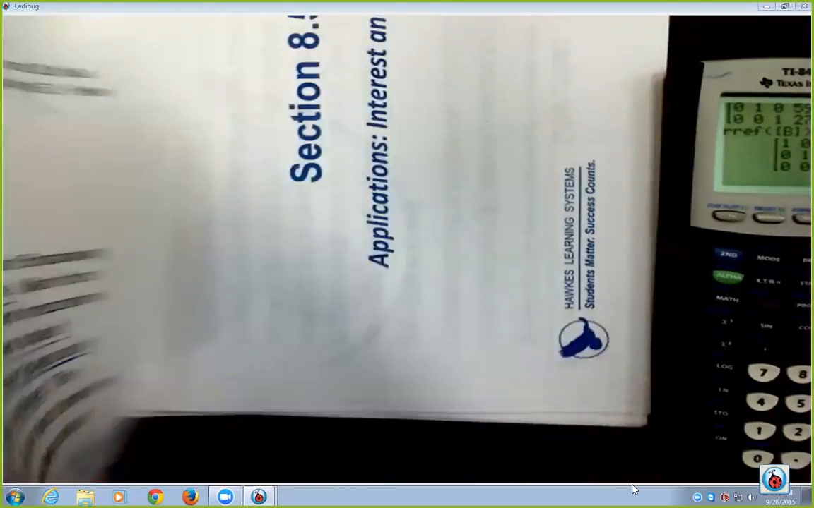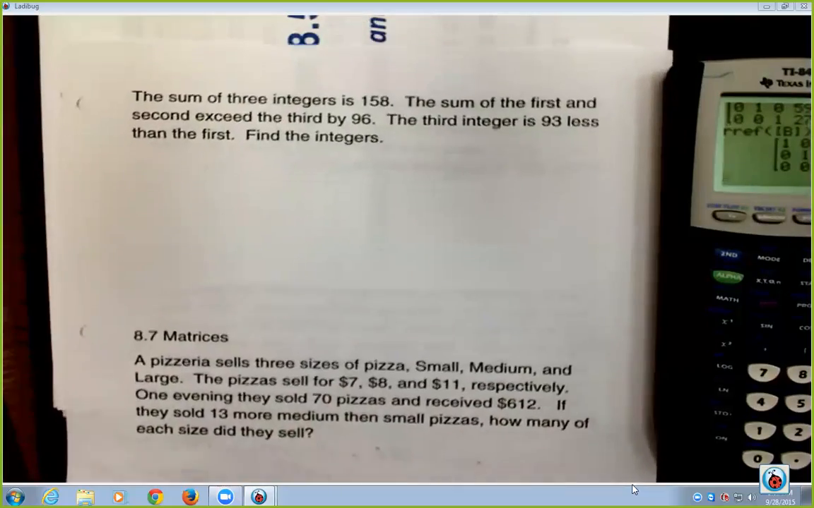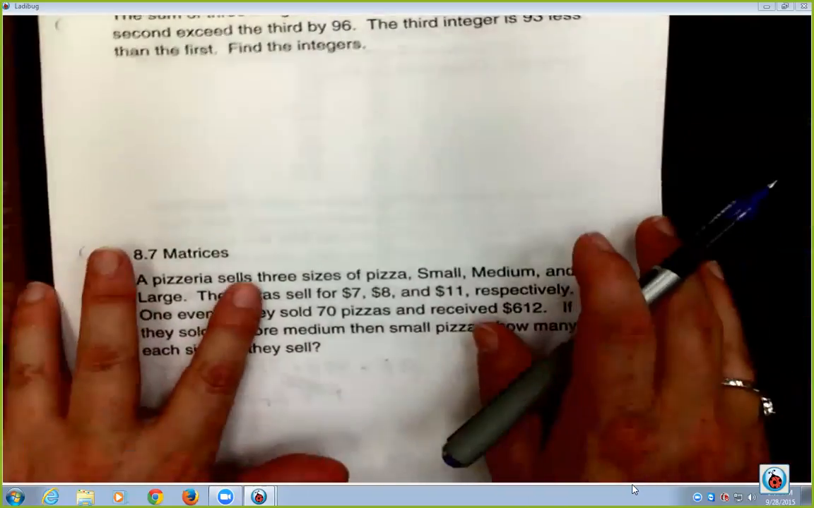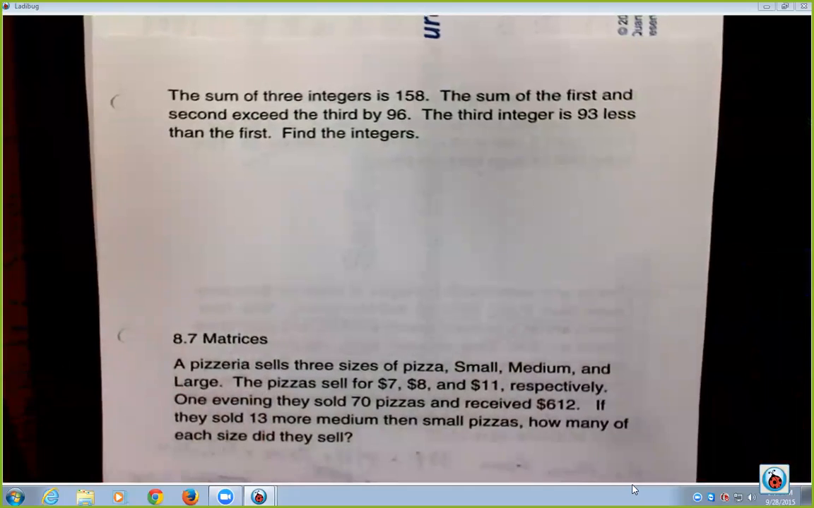Okay. On the backside, there are some more of these. This next one is also a 3x4.